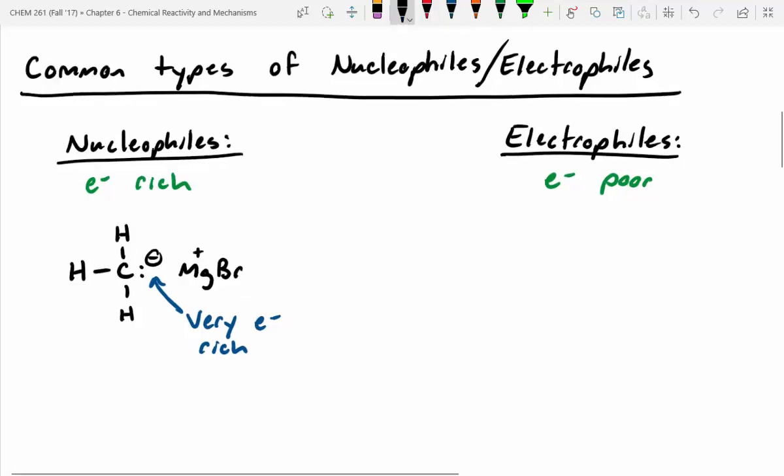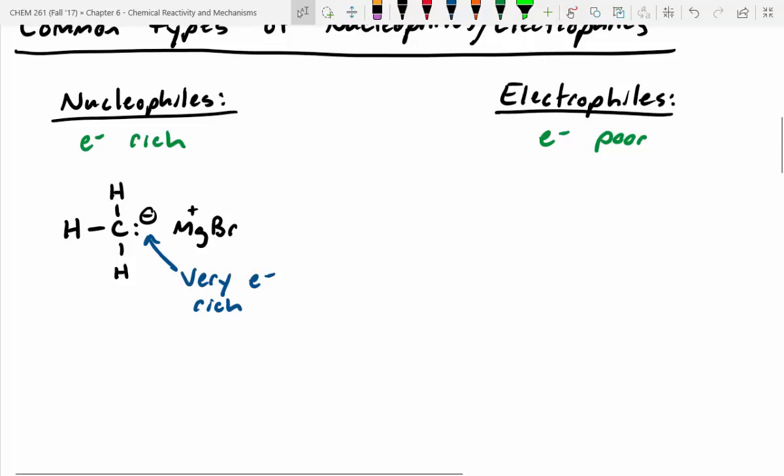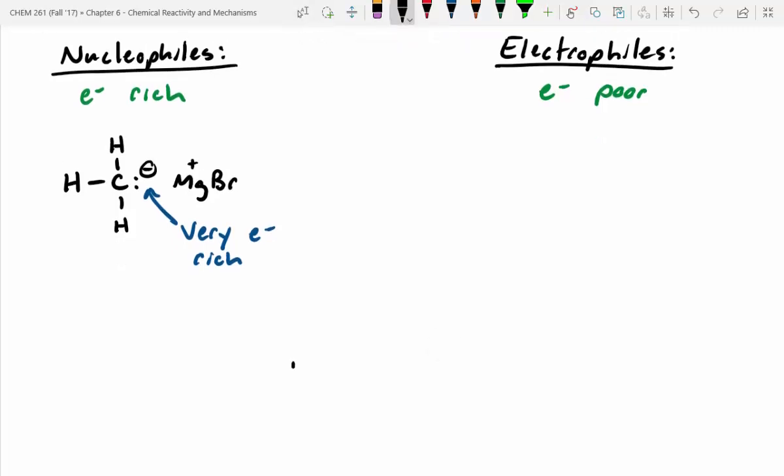All right, let's try another one. This one is going to look similar, but again, we want to classify it as a nucleophile or electrophile.